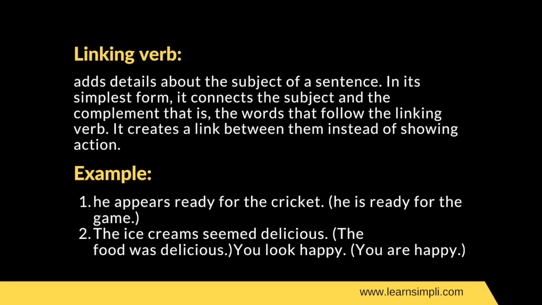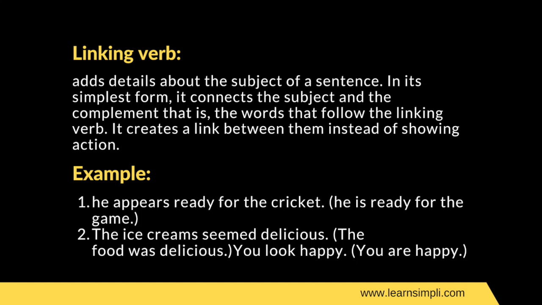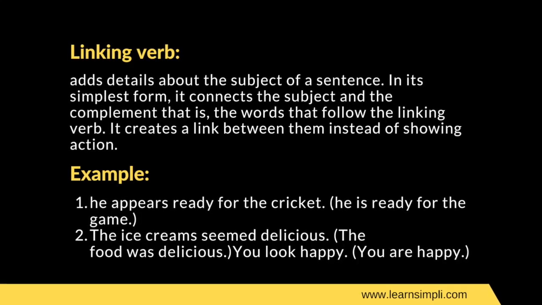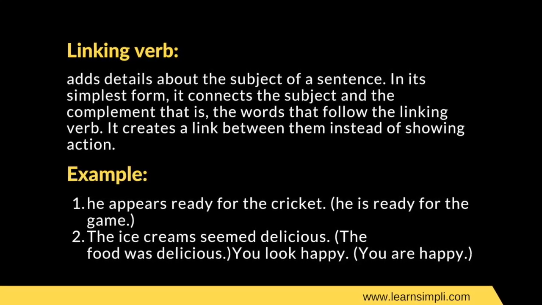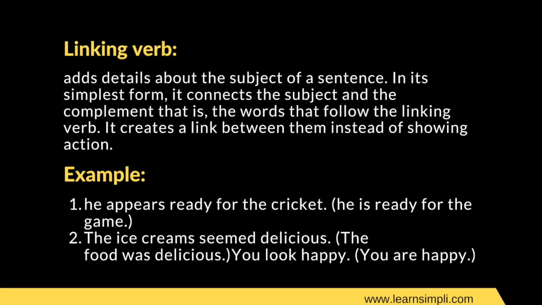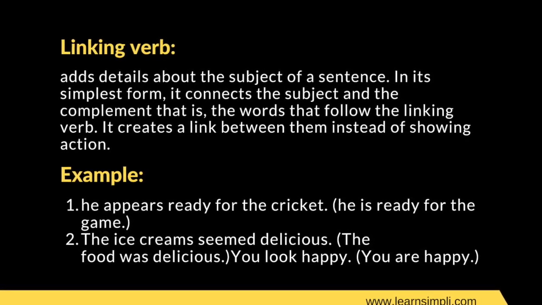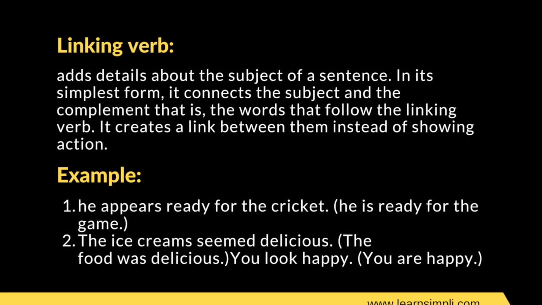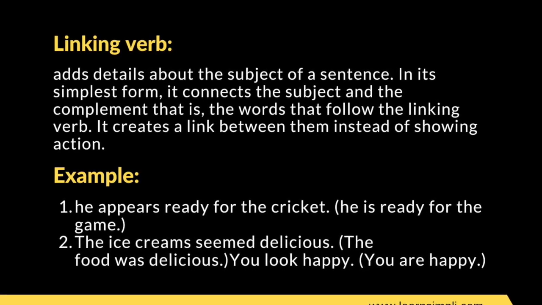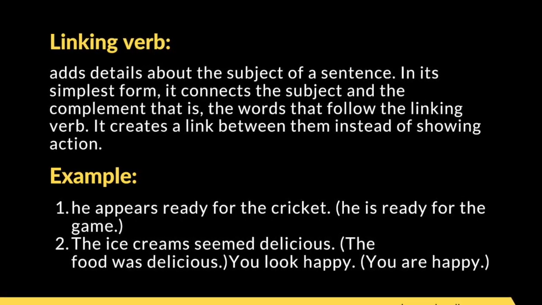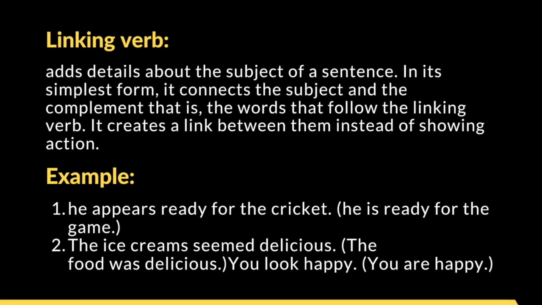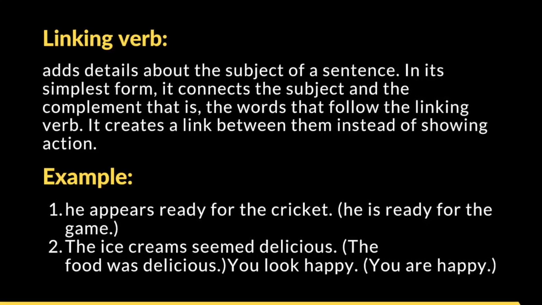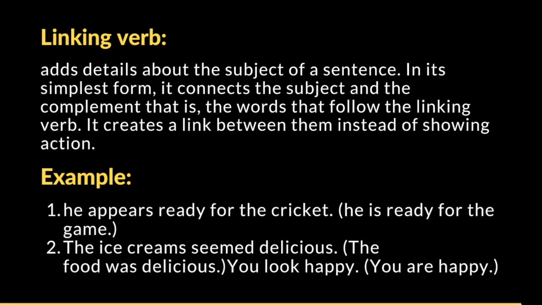Linking verb adds details about the subject of a sentence in its simplest form. It connects the subject and the complement, that is, the words that follow the linking verb. It creates a link between them instead of showing action. Example: he appears ready for the cricket. He is ready for the game. The ice cream seemed delicious. The food was delicious. You look happy.